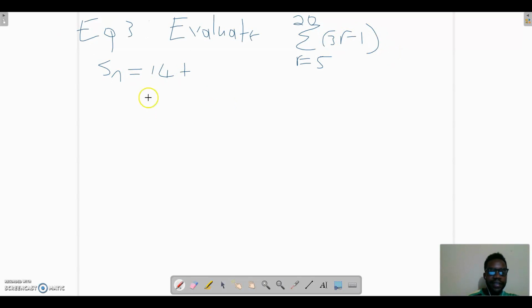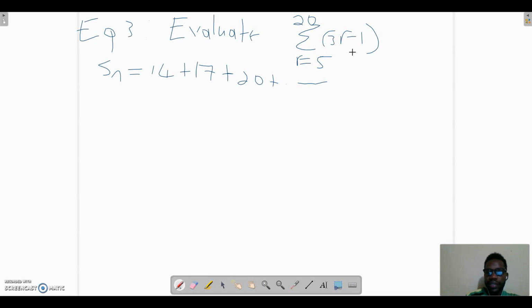Then to get the second term, I would have to input 6. So 3 times 6 is 18, minus 1 is 17. To get the third term, I would now have to input 7. So I would have 3 times 7 is 21, 21 minus 1 is equal to 20. And this goes on and on and on. Now the important question here is how many terms do I have? So because we start from r equal 5, to get the number of terms that we have, we would have to subtract 5 from 20 and add 1. That is to include r equal 5.